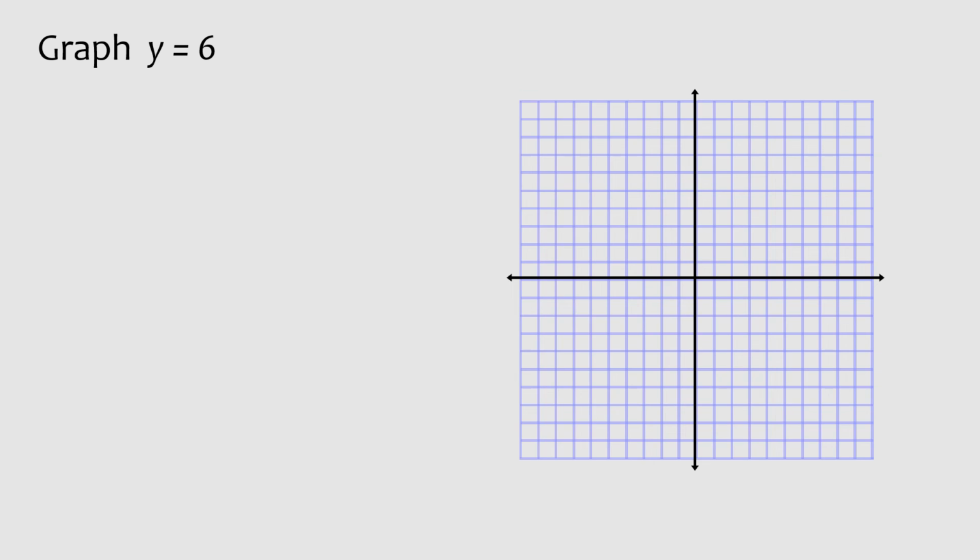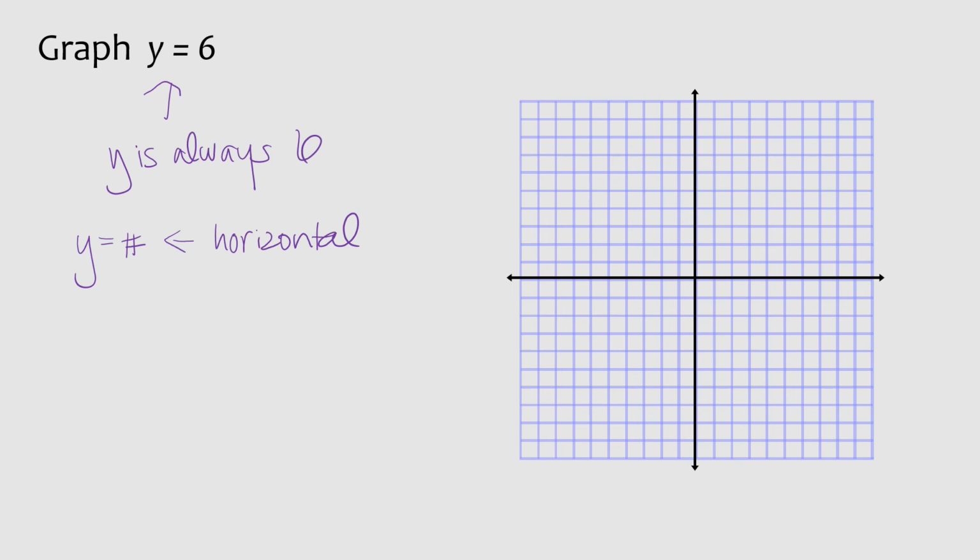What about when we see y equals 6? Well, this means that y is always 6, no matter what the x is. So when I see y equals a number, I know that this is going to be a horizontal line through the number. And this always has a 0 slope. Okay, so in this case, it's 6, so y is always 6 no matter what.